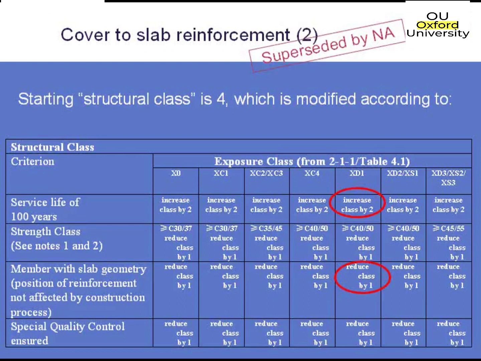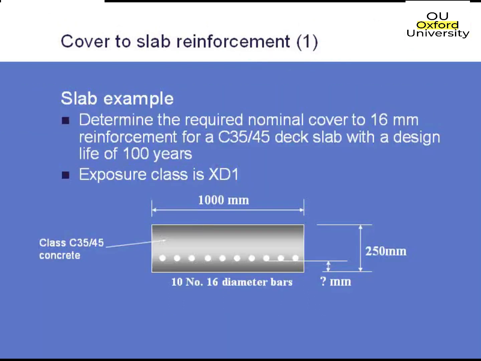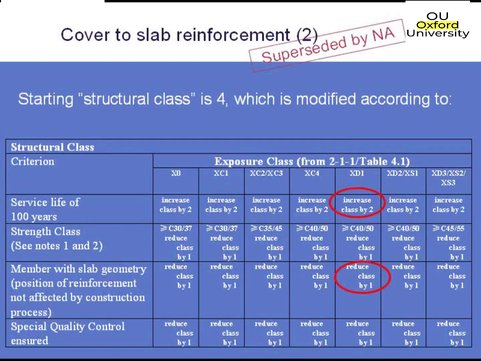And for the XD1 class, we first of all look at the service life requirement. We've got a bridge, and we've got our service life of 100 years. Therefore, we increase the structural class by 2, which means we've now got a structural class of 6. We can then look at the strength class. We've got a C35/45 concrete, which is not less than C40/50, so we cannot apply a reduction to the structural class.